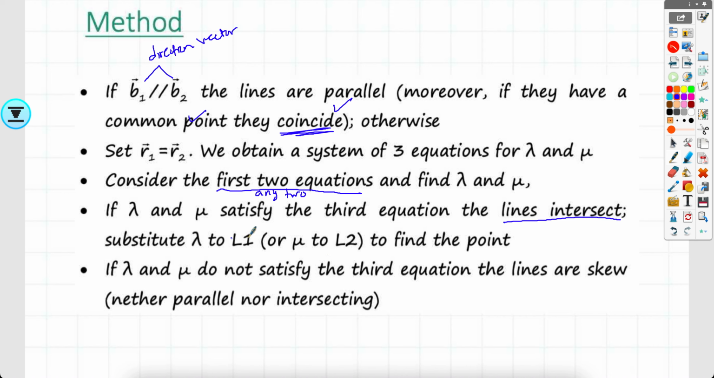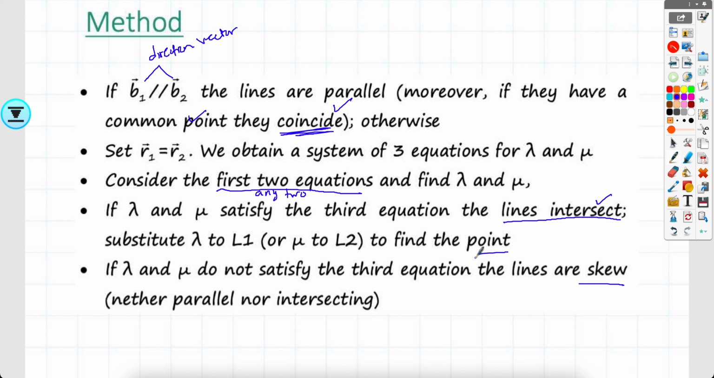Okay, and once you've confirmed that they intersect, if the question doesn't require anything further, that's it. You just say the lines intersect. If they want the point of intersection, then you substitute the lambda you found into your first line, because that's where it belongs, or you can substitute your mu into the second line, and they should both give you the same point. That will give you the point where they intersect. Now, if the lambda and mu you found do not satisfy that third equation, you get a contradiction, then we say that the lines are skewed.